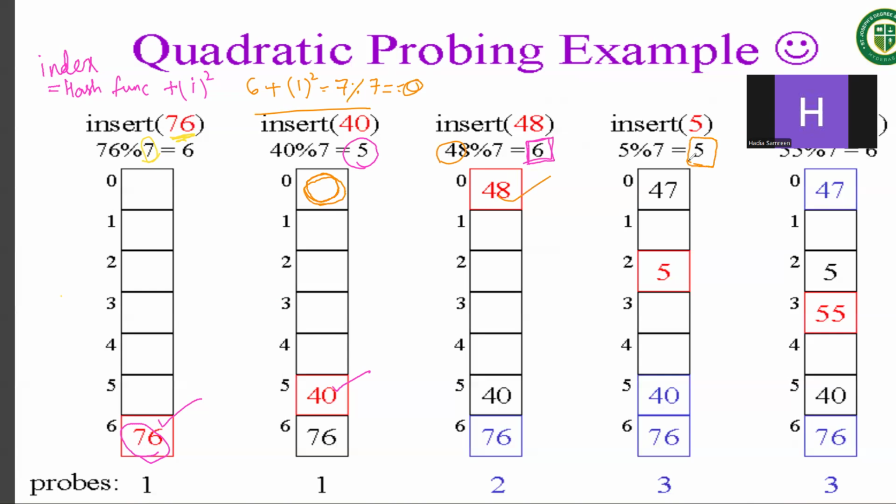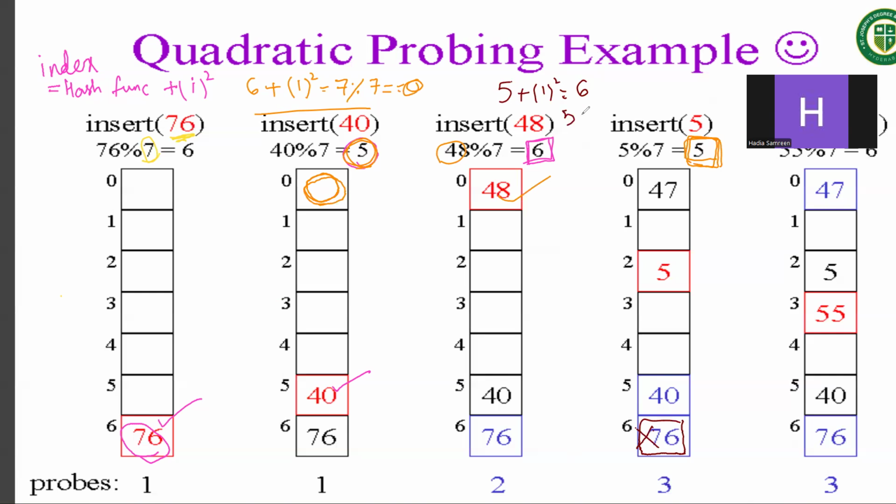But in case of this, let's see this one for more clarity. Here we already have 5, but again we got 5 as our index. So what do we do? We will follow the same steps. We will write 5 plus 1 squared. 5 plus 1 squared is 6. But here's the catch: 6 is not available. Right. So what do we do?